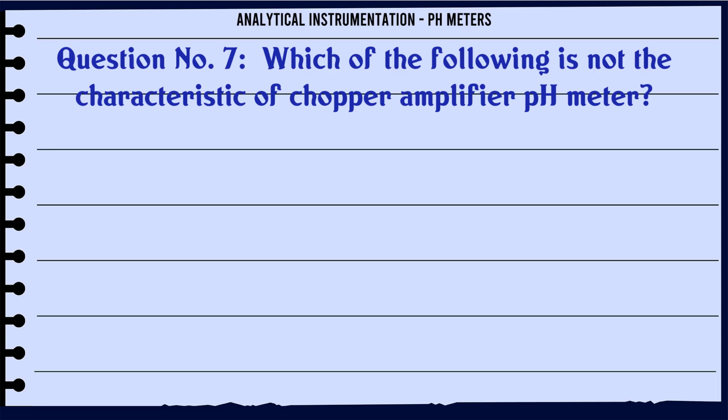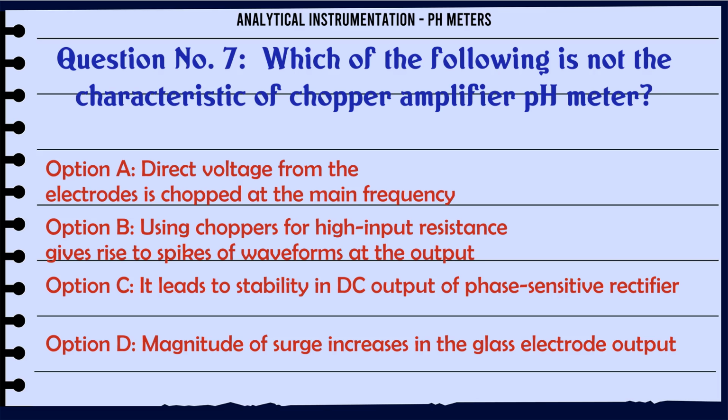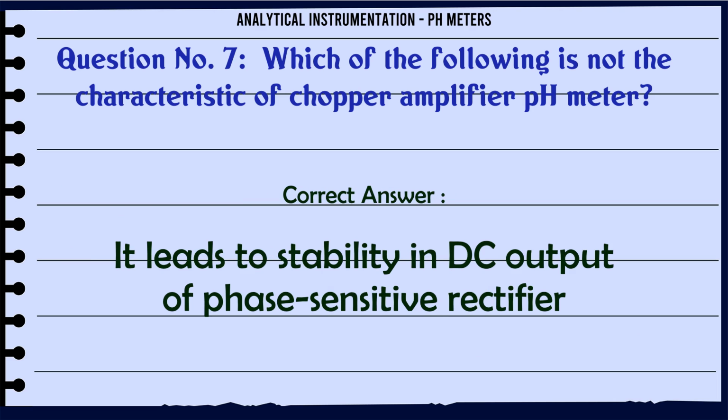Which of the following is not the characteristic of chopper amplifier pH meter? A. Direct voltage from the electrodes is chopped at the main frequency. B. Using choppers for high input resistance gives rise to spikes of waveforms at the output. C. It leads to stability in DC output of phase-sensitive rectifier. D. Magnitude of surge increases in the glass electrode output. The correct answer is it leads to stability in DC output of phase-sensitive rectifier.